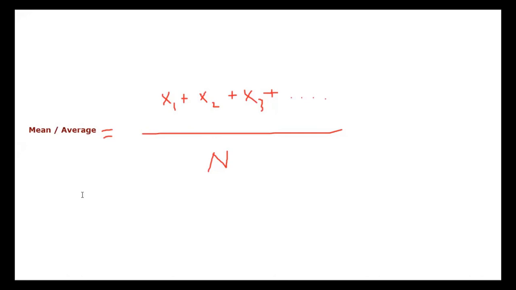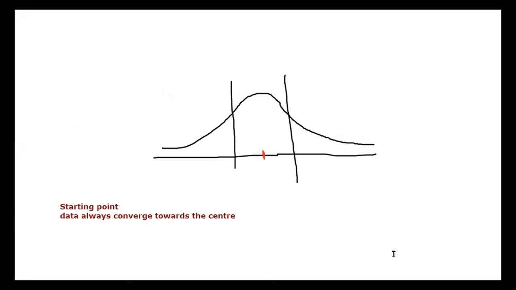And what does it tell us? It tells us where the center of the data lies. It just gives an idea of where the center of the data is. And how does knowing the center help us? Being a data scientist, or anyone solving problems using data, you should know that the motivation behind finding the mean is, first, just a starting point. And the second motivation is that the data always converges towards the center. So the majority of the data you will find will be in the center.